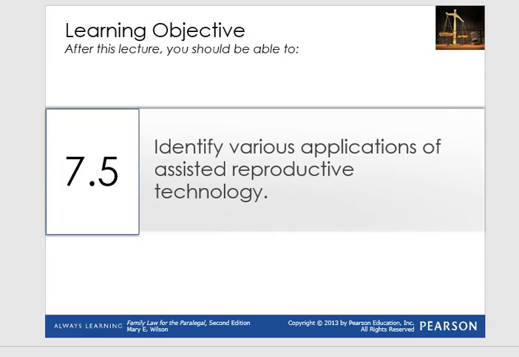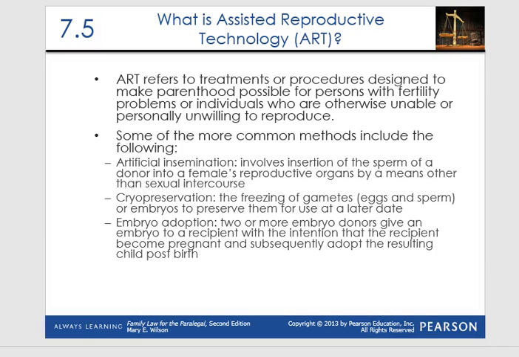Identify various applications of assisted reproductive technology. What is assisted reproductive technology, or ART? ART refers to treatments or procedures designed to make parenthood possible for persons with fertility problems or individuals who are otherwise unable or personally unwilling to reproduce. Some of the more common methods include the following.